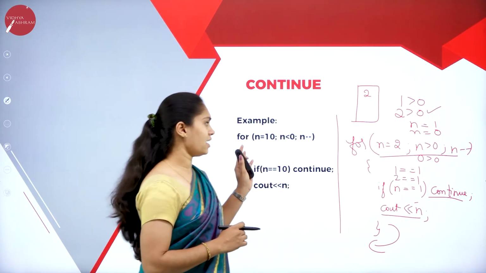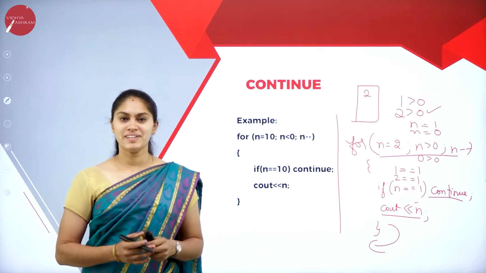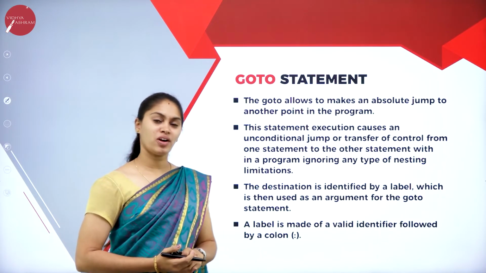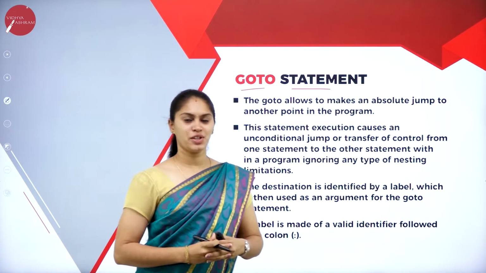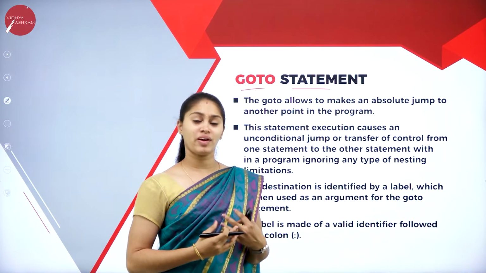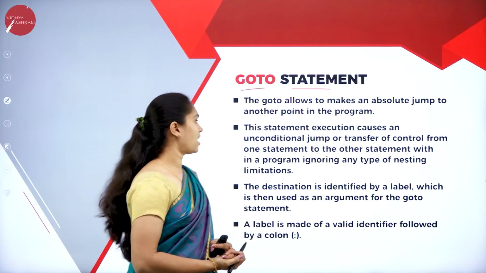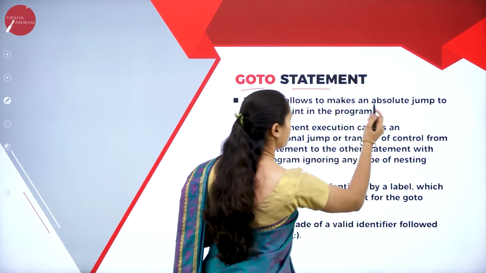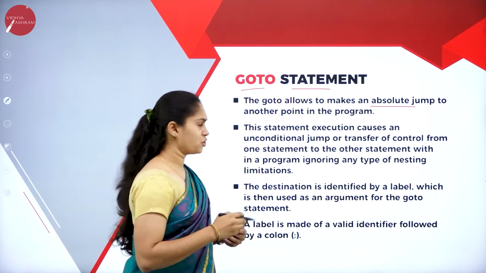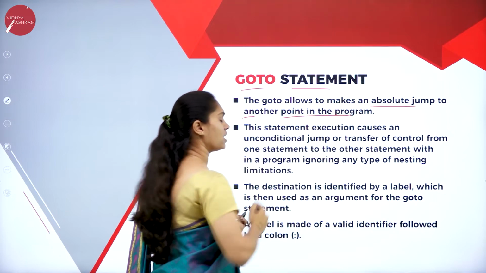So this is regarding the continue statement. Now we'll see the next jump statement, that is the goto statement. Why is this goto statement used? What is it indicating, where are we supposed to go? We'll see now. The goto statement is used in order to jump to any other point in the program.